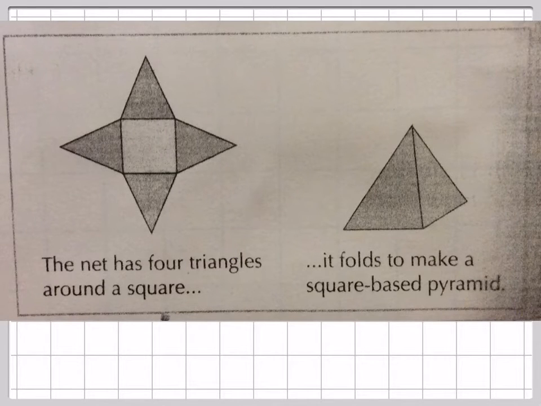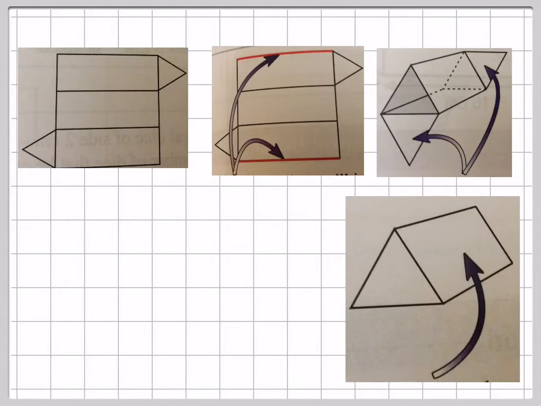This one folds up to make a square base pyramid. So we've got the square on the bottom, which becomes the base, and then we've got the 4 triangles on the edge which would fold up to join at this vertex up at the top.